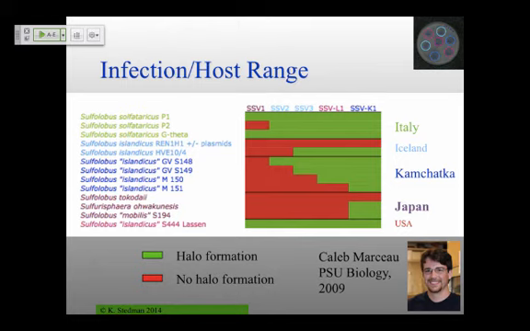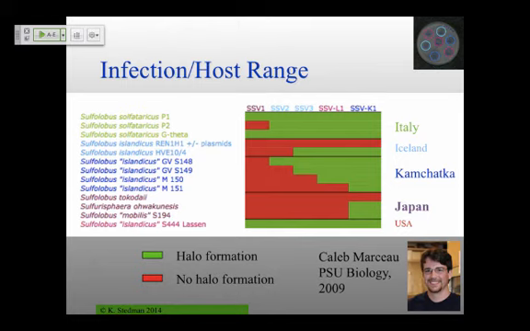On the other hand, this SSV that we isolated from Kamchatka infects everybody with the exception of one Japanese isolate. So basically, both of our hypotheses are kind of out the window. It's neither that geography determines host range, nor that host range determines susceptibility. So we still need to try and figure out what's going on there.